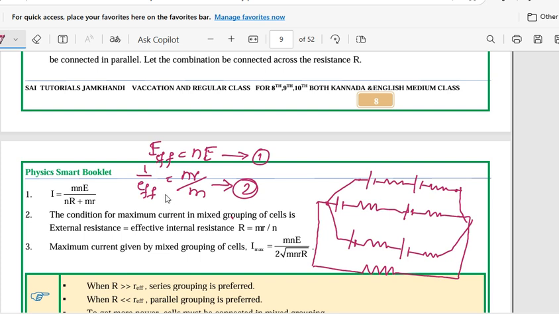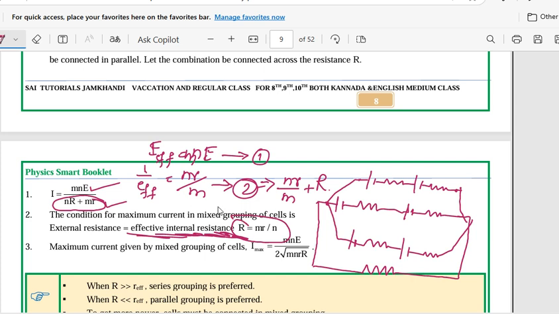Connected to the external resistance, it will become nr divided by m plus capital R. So the total current becomes mnE, the total effective EMF, divided by the total resistance, which can also be written like this. The condition for maximum current in mixed grouping of cells is that the external resistance is equal to the effective internal resistance, that is capital R equals nr divided by m.